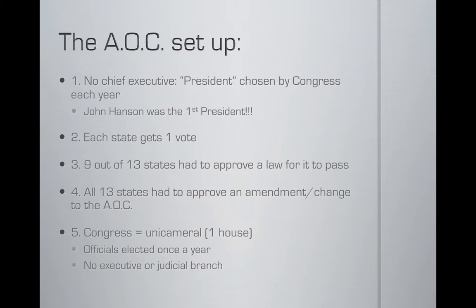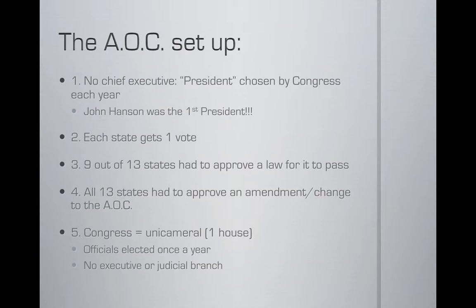So John Hanson was actually the first president under the Articles of Confederation. George Washington will be the first president under the U.S. Constitution. Each state will get one vote. So if there are 3 representatives from that state, you have to decide how those 3 representatives want to vote, and they all have to vote unanimously on yes or no. If you want to approve a law, you have to have 9 out of 13 states. That means you have to have the majority of states agree to pass this law. That doesn't happen. They don't pass any laws during the Articles of Confederation.